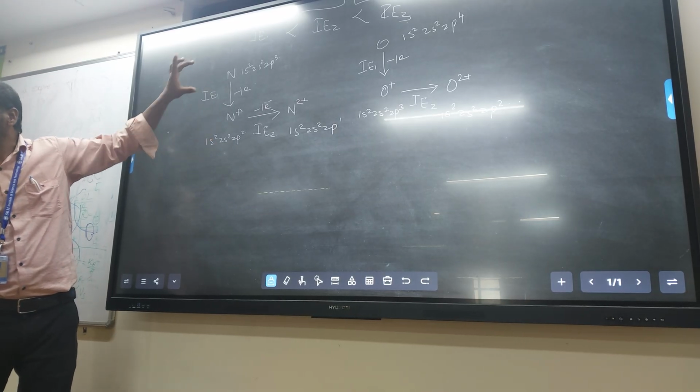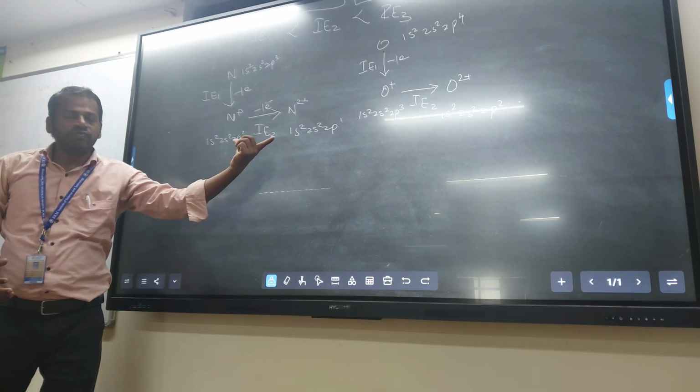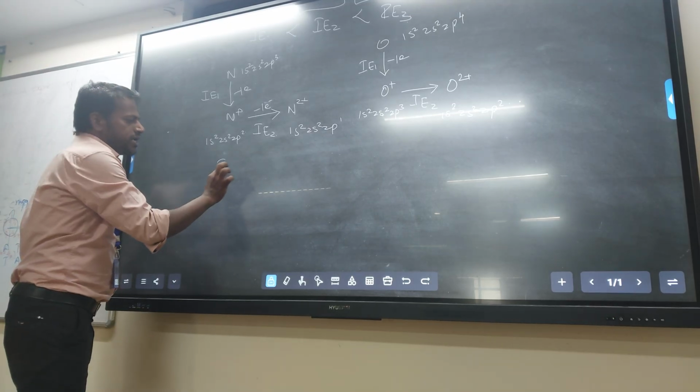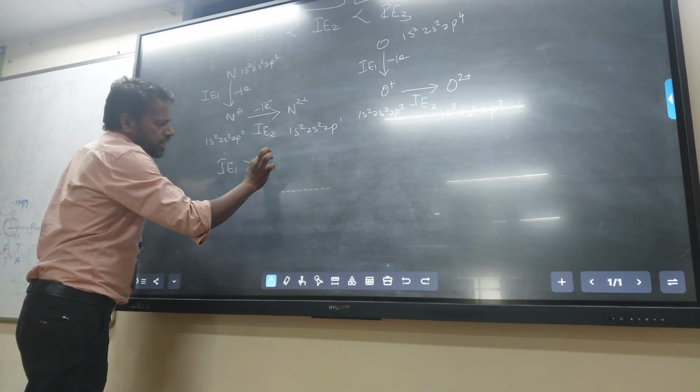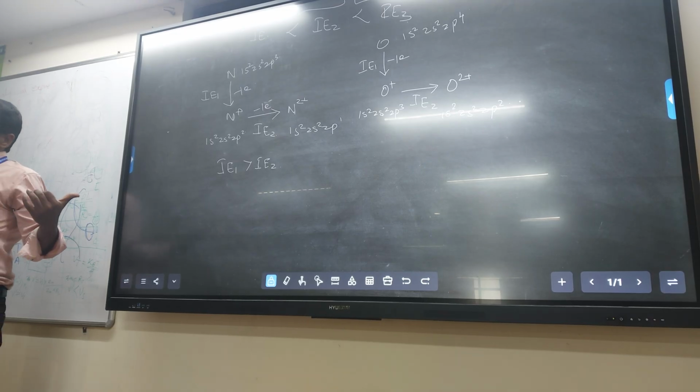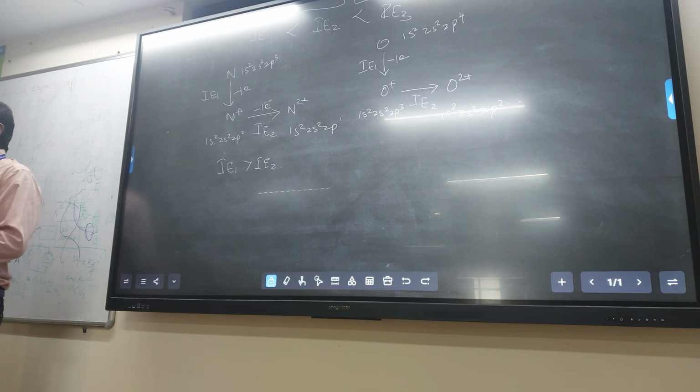So this is not a very easy job. But here this is a very easy job because this is not a half-filled configuration. Therefore, IE1 is greater. IE1 is greater than IE2. You got it? But normally what you are thinking, IE2 is greater. No, here it fails because of half-filled configuration. A half-filled configuration means it's a very stable atom. So we have to supply more energy to initiate the removal of an electron from the isolated gaseous atom.